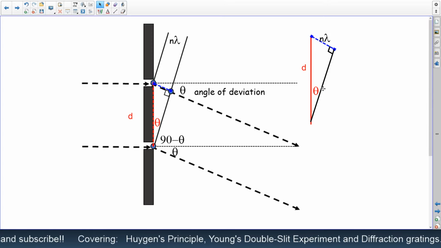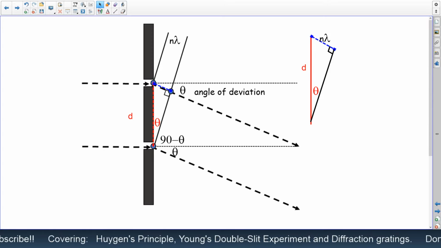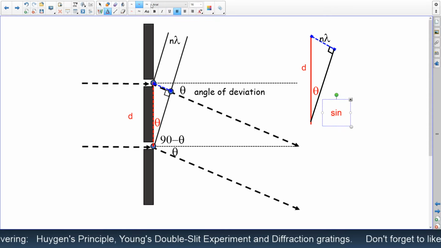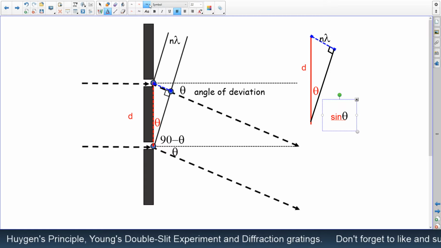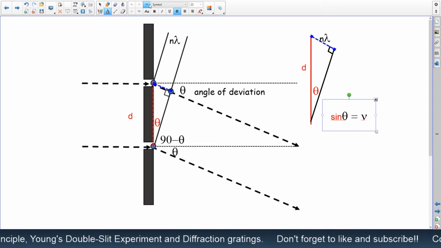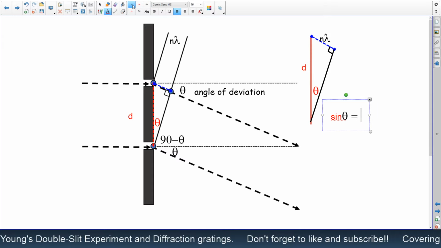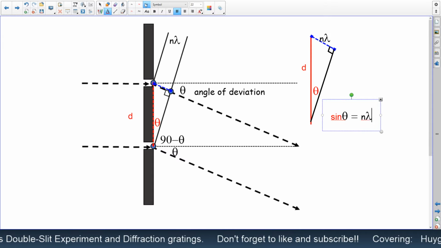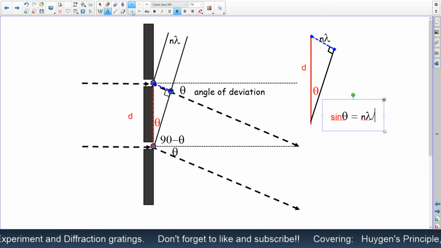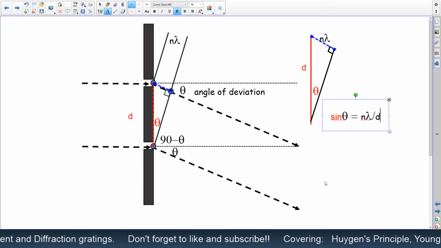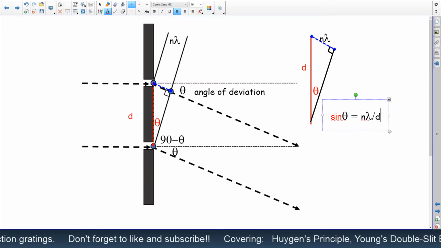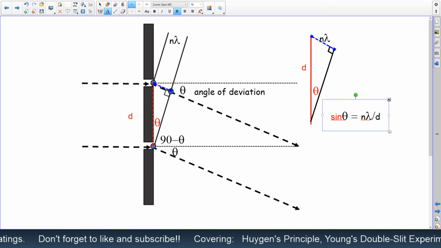Okay? And now we have opposite over hypotenuse. And we can write that sine theta is equal to the opposite, which is n lambda, divided by the separation between the two slits, which is d. Okay, so sine theta is equal to n lambda divided by d.